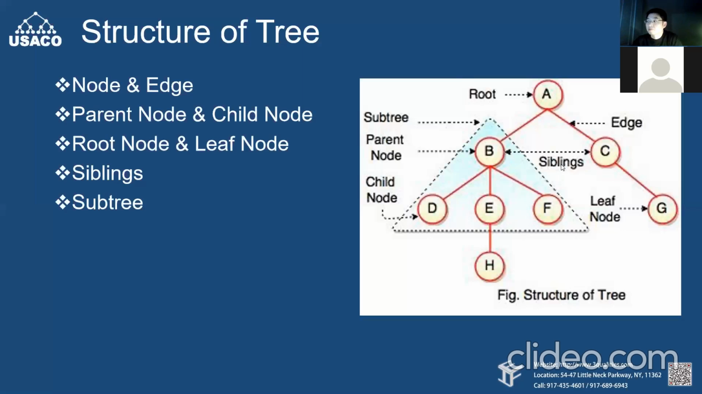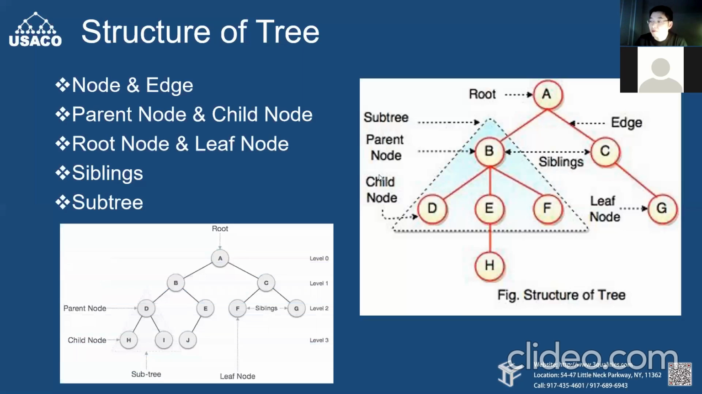Also, we're talking about a leaf node. Whenever a node has no child nodes, it's called a leaf node. And the line that connects two nodes we call an edge. So that is all the terms you need to remember for the tree data structure.